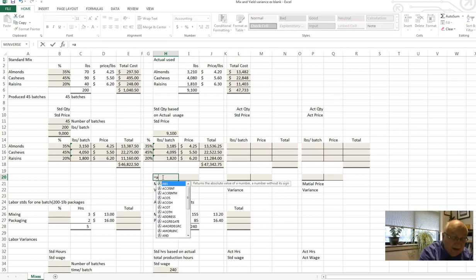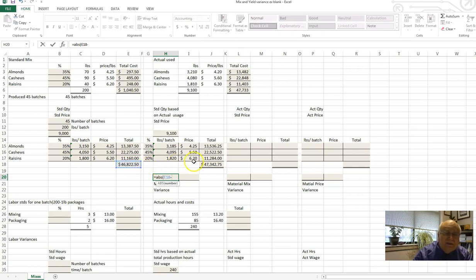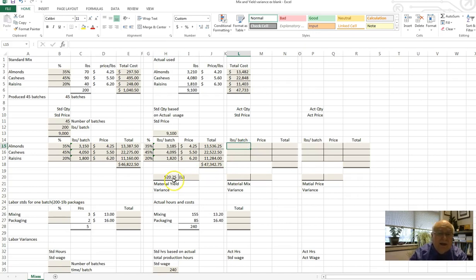Now the difference is what we want to look at. I always use the absolute value because I don't want any pluses or minuses in here. But I take the first one minus the second one, and that gives us 520.25. We look at which one's larger. Since the one on the right is larger, that would have given us a negative number, and if it's a negative number, it's unfavorable. And that's our material yield variance.